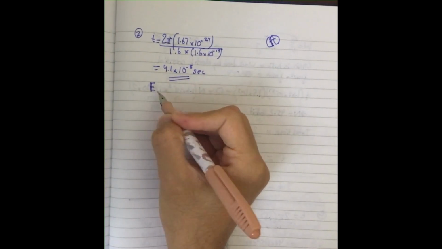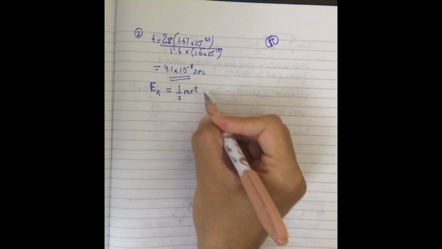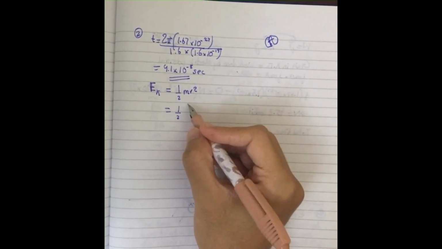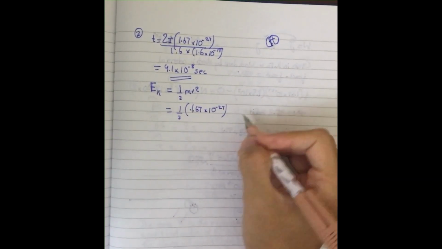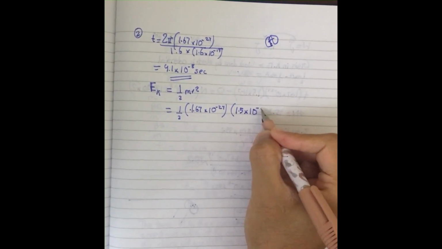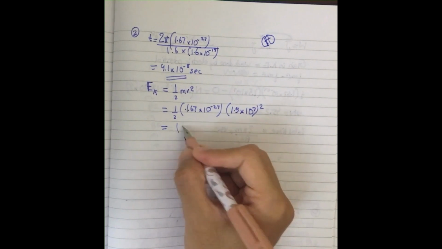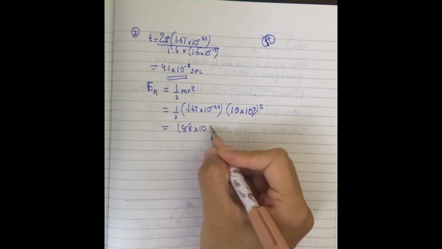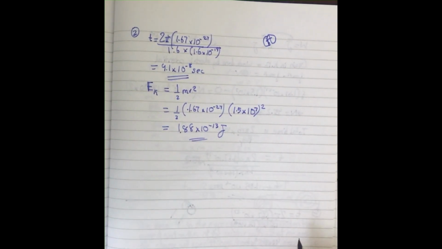So the kinetic energy is equal to 1 by 2 mv squared. You use 1 by 2 times the mass of the proton, which is 1.67 times 10 raised to power minus 27, and the velocity as 1.5 times 10 raised to power 7, squared. Then you get your energy as 1.8 times 10 raised to power minus 13 joules.